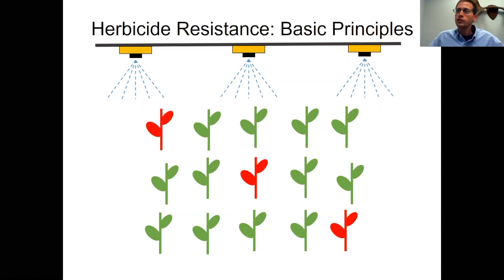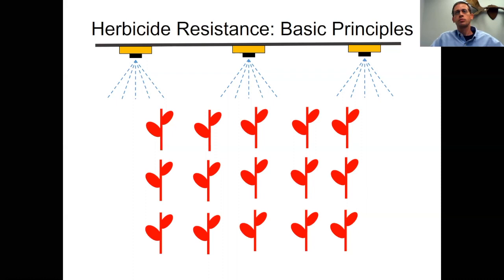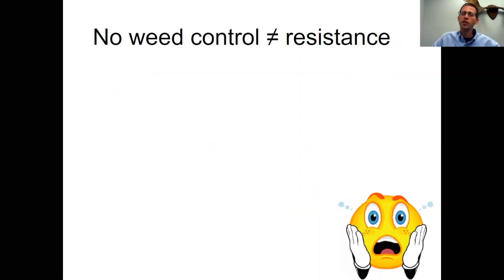Over the years of using the same herbicide, we will effectively eliminate all of our susceptible biotypes, leaving only the resistant biotypes, which multiply, and then eventually we're only left with herbicide resistant biotypes. However, lack of weed control doesn't always mean resistance is the issue. About 9 out of 10 herbicide failures are due to factors other than resistance. Many of these factors are the direct result of the application itself.